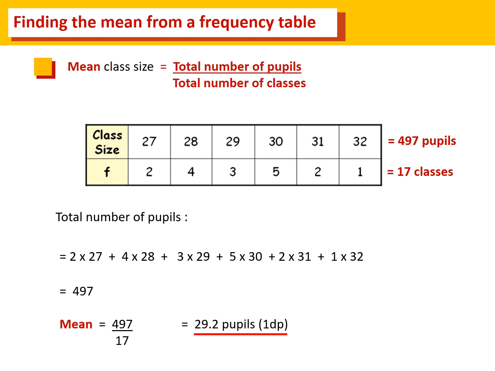And it's okay to have 0.2 of a pupil. Don't be thinking, well, that doesn't make sense, so we must have to round it off to 29. No, it's okay to have a mean value which is not a whole number.